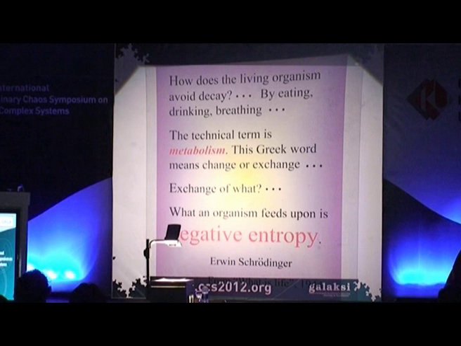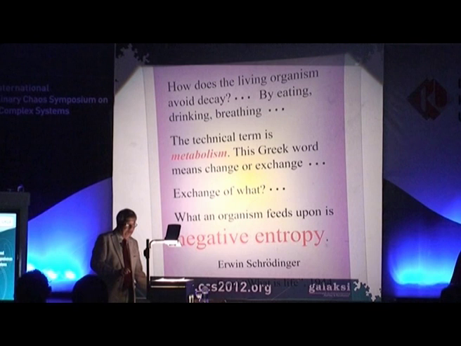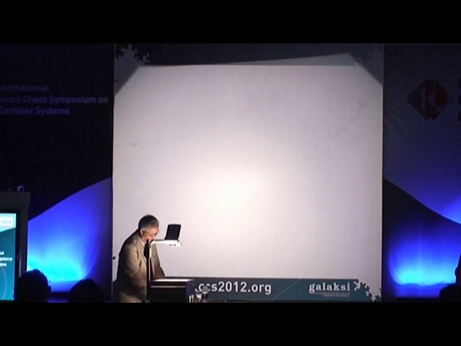Schrodinger didn't know what, but he had a very deep feeling that it is something deep. He didn't know what it is, so he invented a name. He called that negative entropy. And you will see later today that negative entropy is exactly the edge of chaos. But Schrodinger had no way to know that.